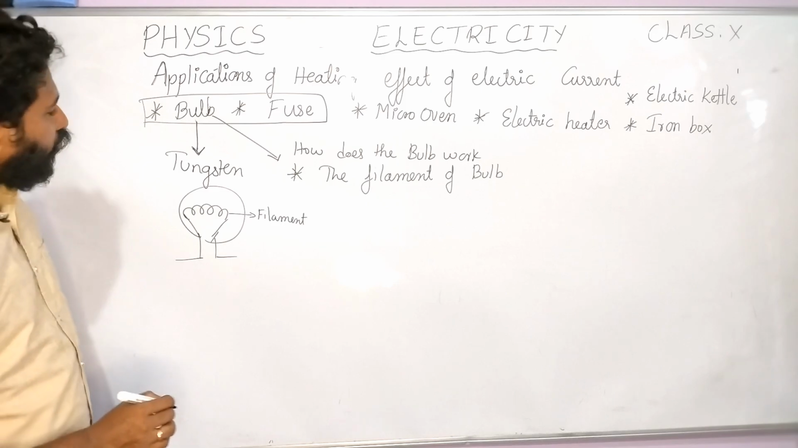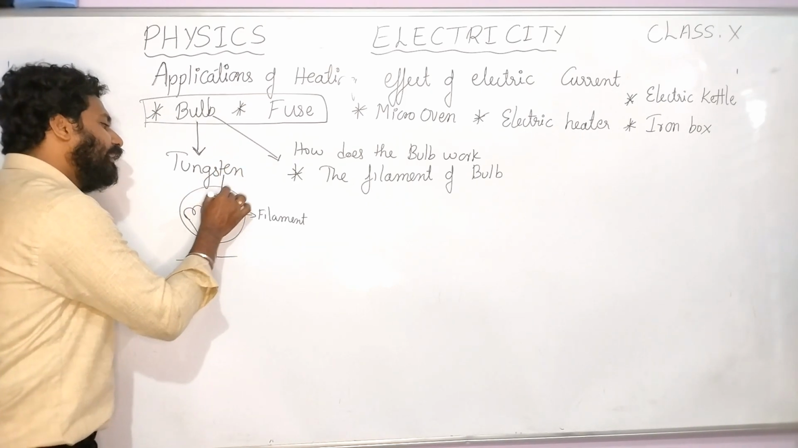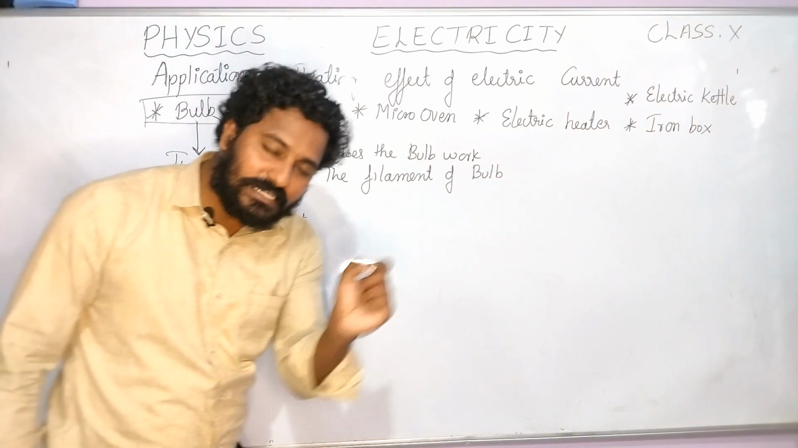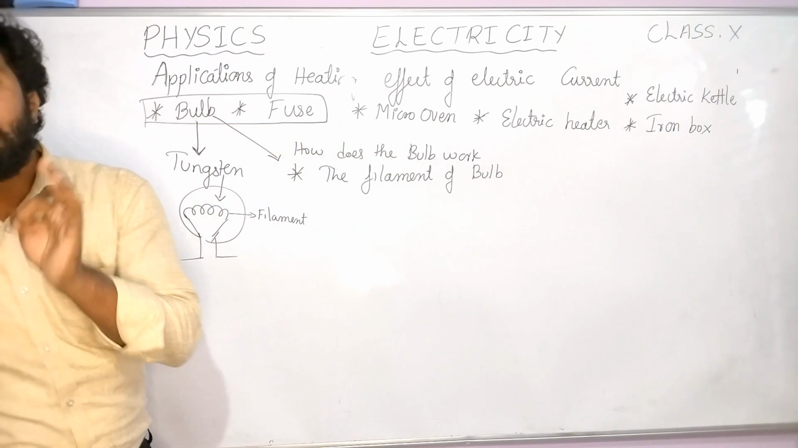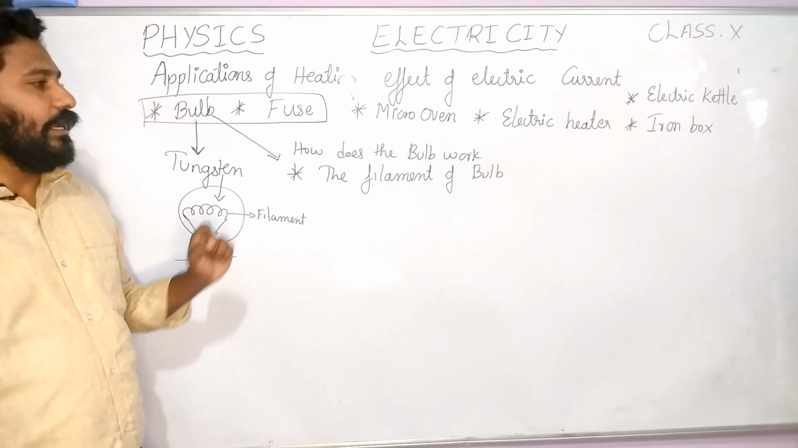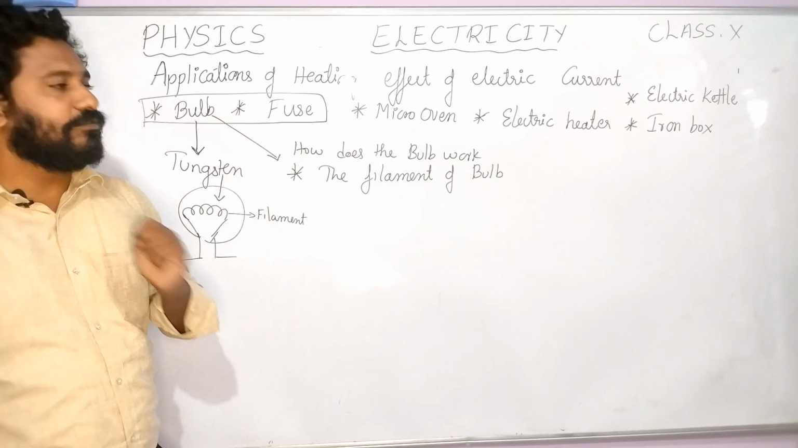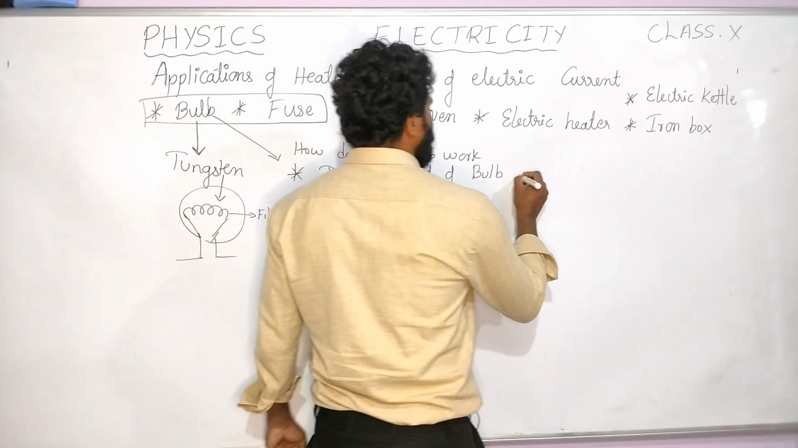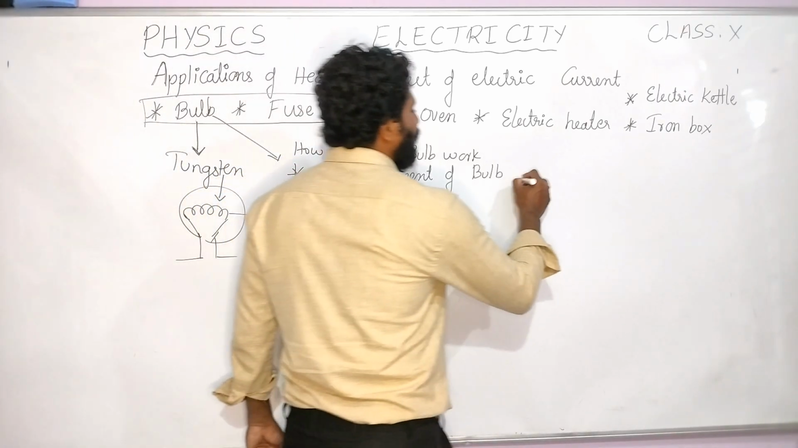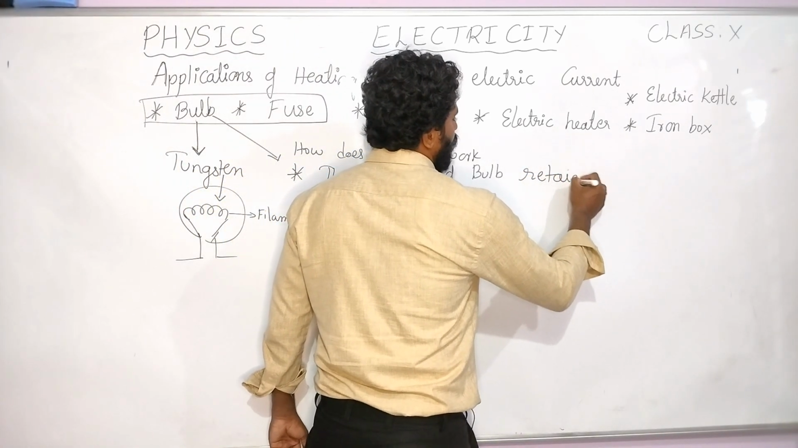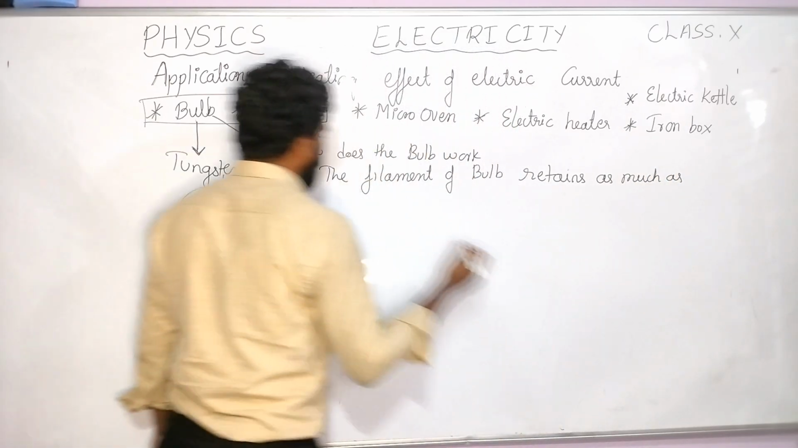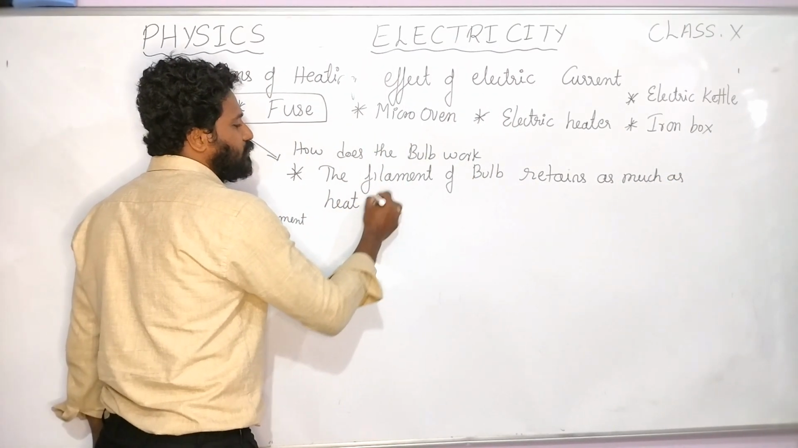Usually the filament is made up of tungsten. What is the filament of the bulb made of? It is made of tungsten. Tungsten is a metal, sorry, it is an alloy. The filament of the bulb retains as much heat as is produced.